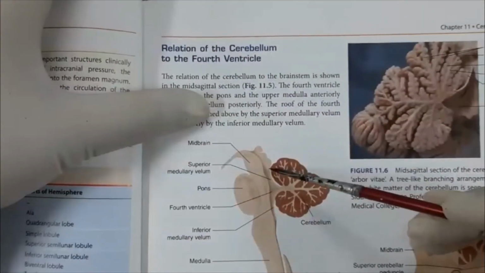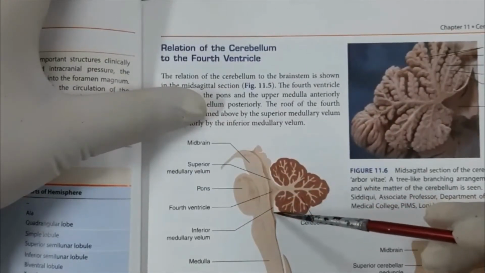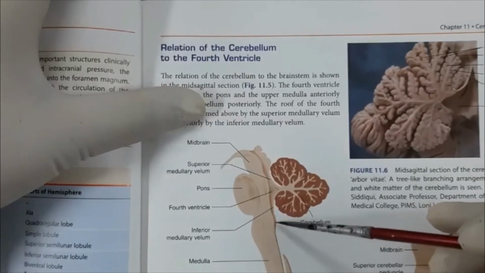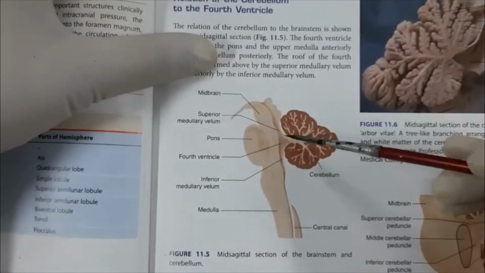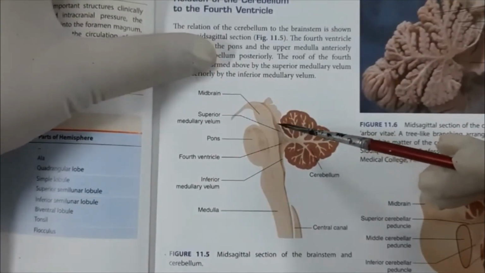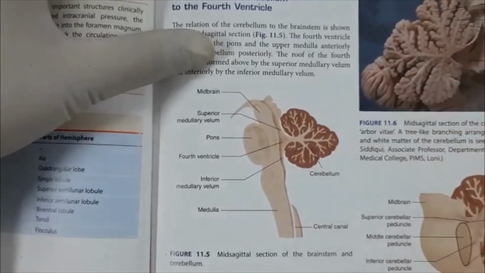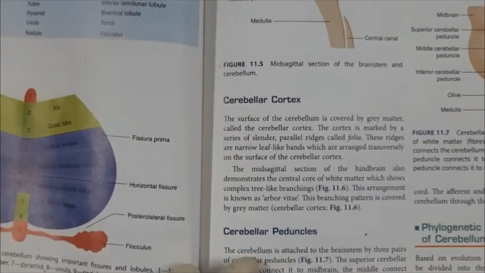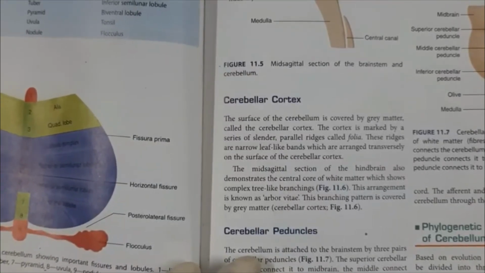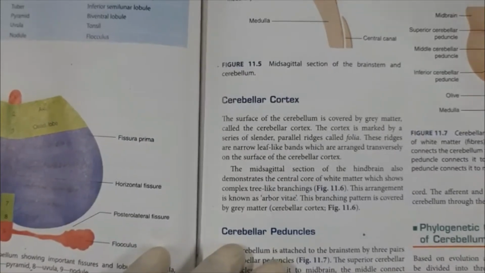This is the cerebellum, this is the superior medullary velum, and this is the inferior medullary velum, which is continuous here. This is the open part, and this is the closed part of the medulla. This superior medullary velum is coming, as I said, from the midbrain here. The superior and inferior colliculus are seen here. Now let us take the peduncles by which this is connected.